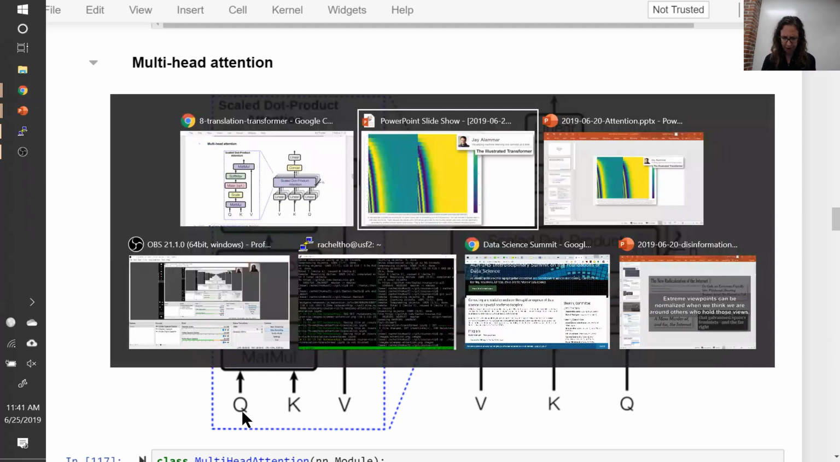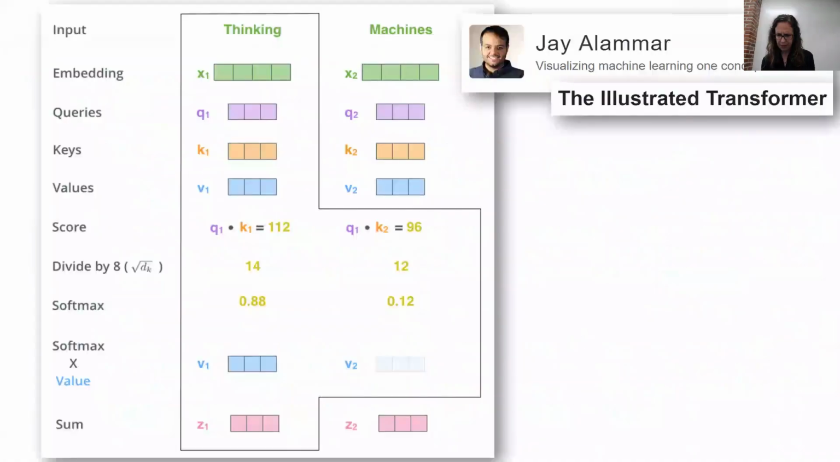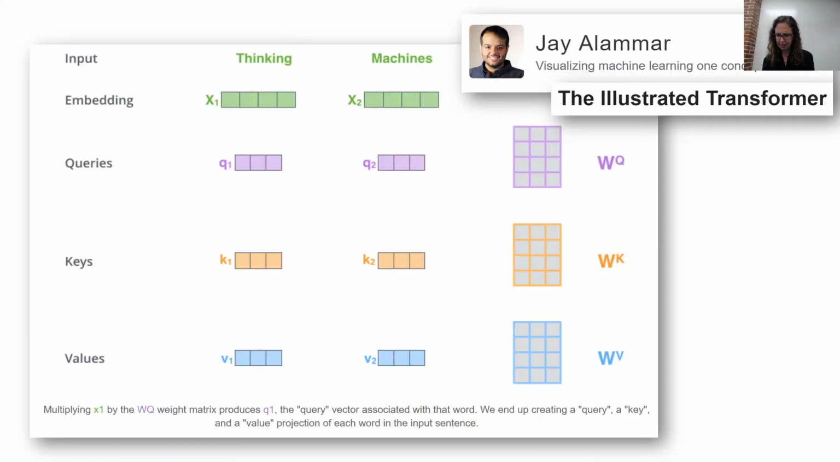This is probably a good time to go back to Jay Alammar's pictures of this. I think this was a nice intro. Here, the word from sequence 1 is thinking. The word from sequence 2 is machines. If you're using self-attention, then sequence 1 and sequence 2 are the same. If you're talking about the encoder to decoder attention, they're different. We have queries, keys, and values, which are representations that correspond to each word in sequence 1 and sequence 2.